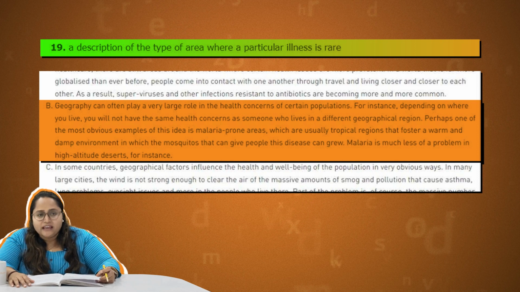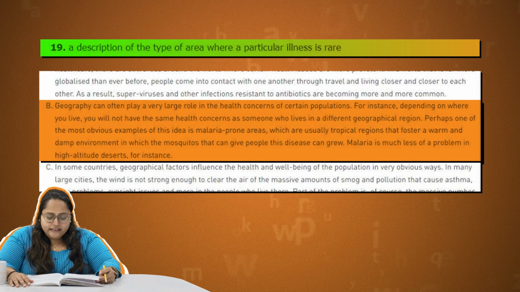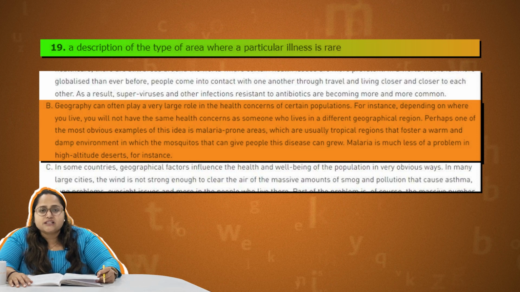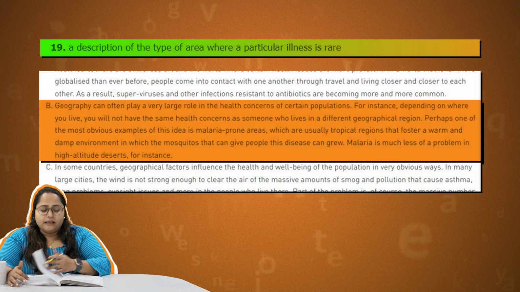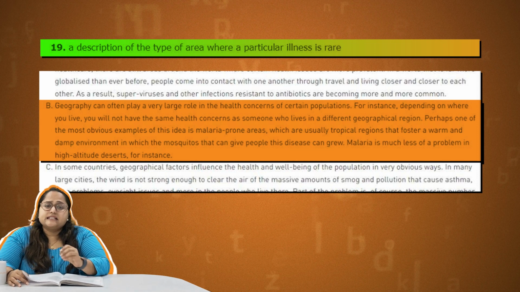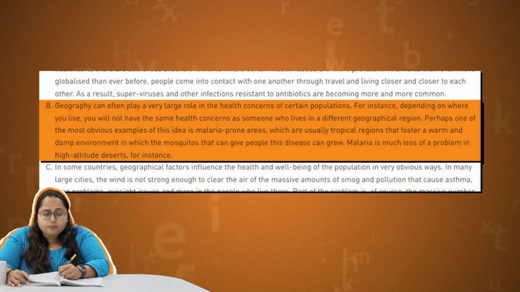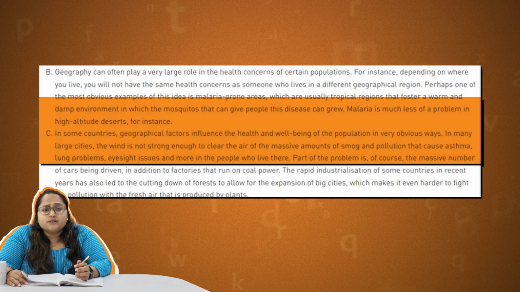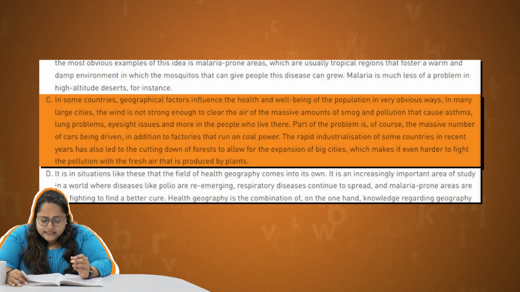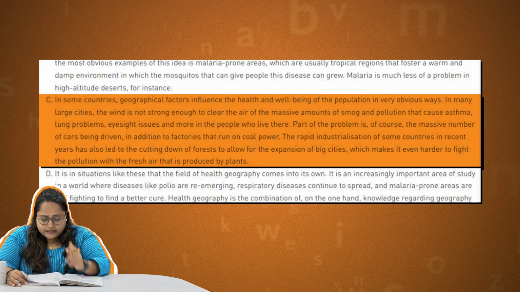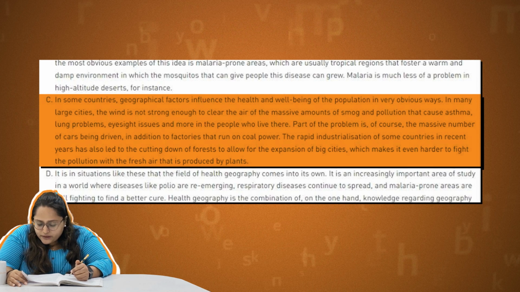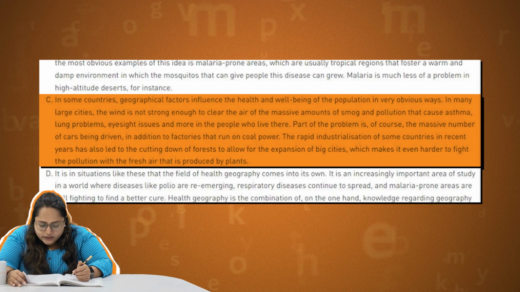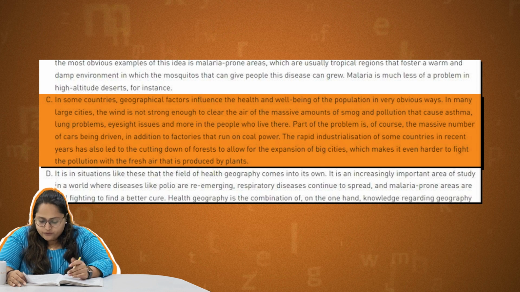The answer is B. And the question is 19. With the question 19, which is the last one, has the answer B. Now once B is done, simply put a cross on the 19th one, put a cross on B as well. So now you are good to go. Now let's go to paragraph C, which says, in some countries, in a few countries, geographical factors influence the health and well-being of the population in a very obvious way.